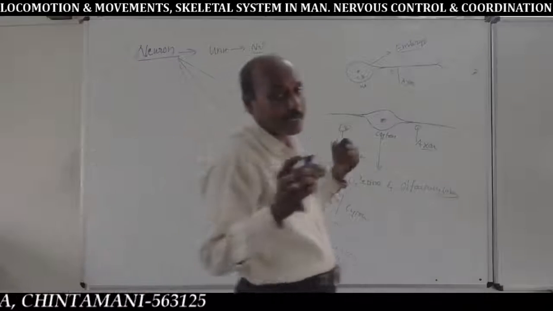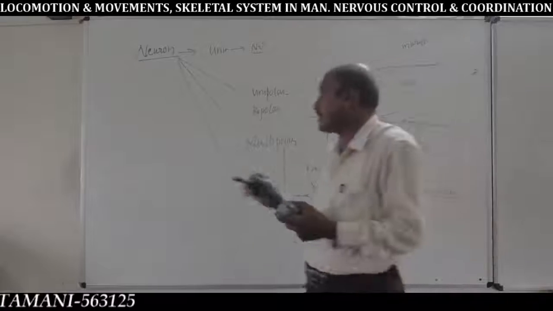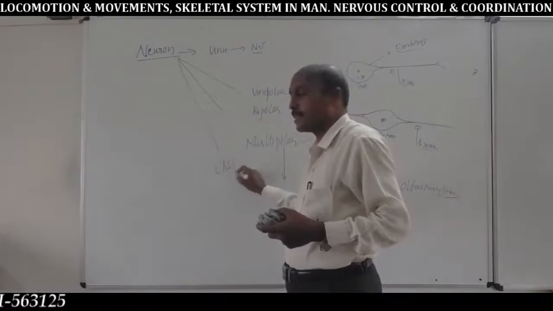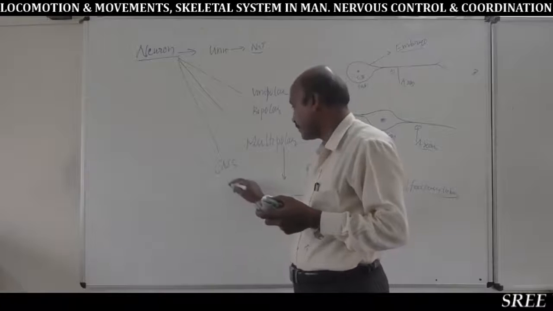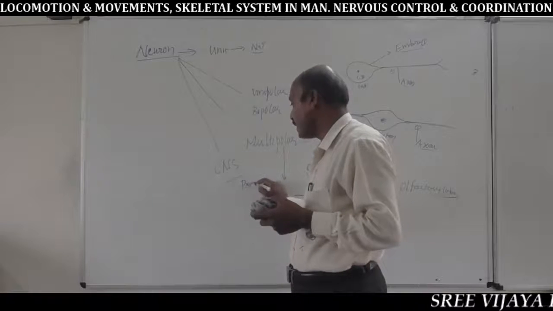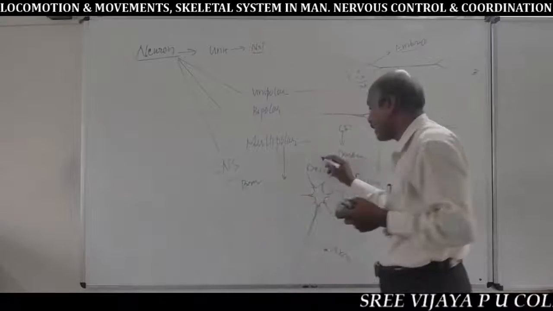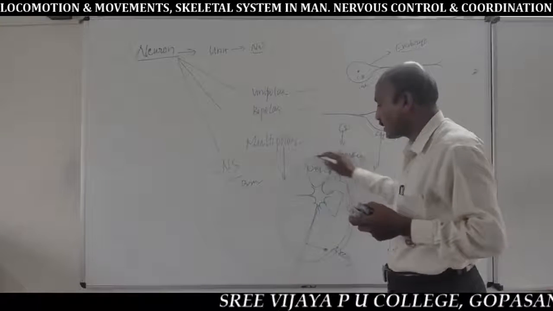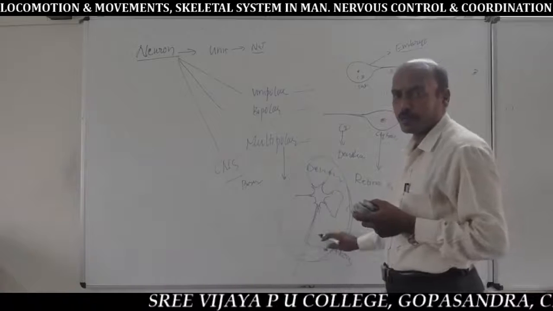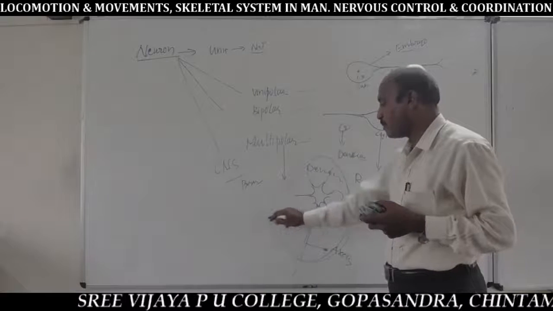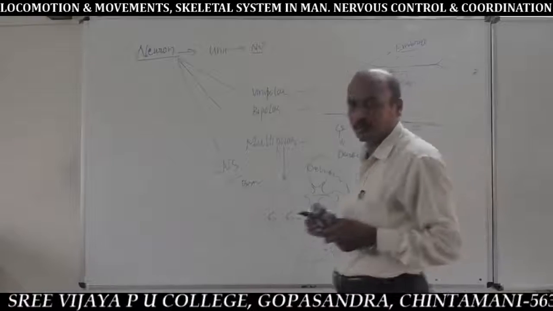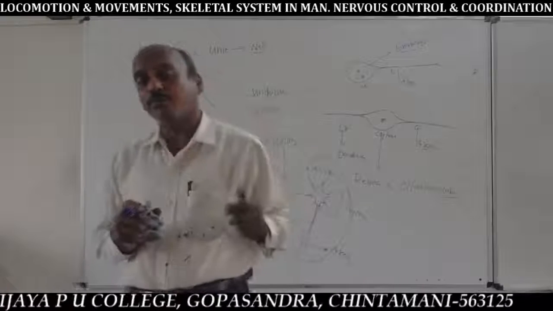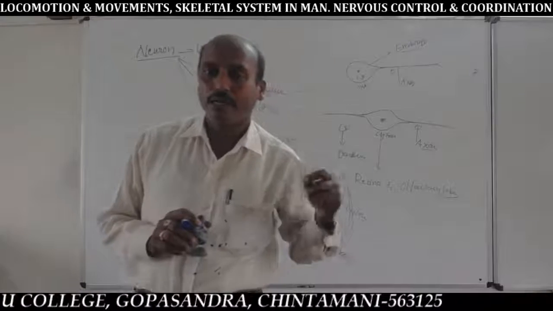Such a type of multipolar neuron is present in the central nervous system like the brain and spinal cord. But in our topic, we have only the parts and structure of the multipolar neuron. Next day, I will discuss the structure and parts of the multipolar myelinated neuron.